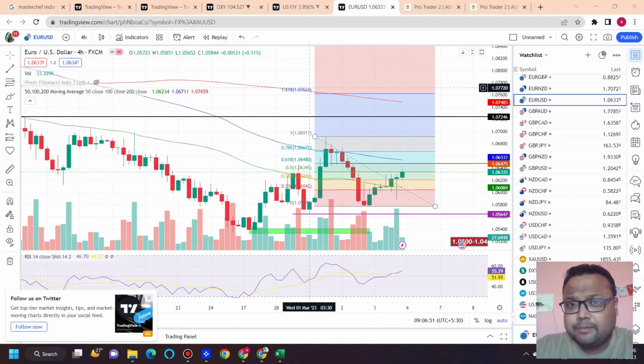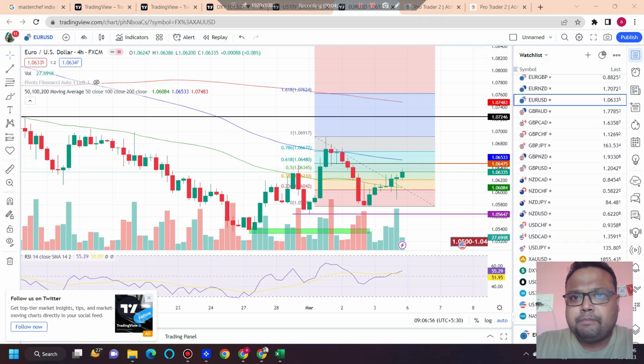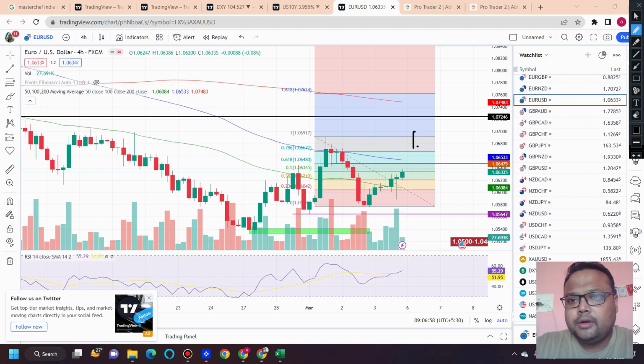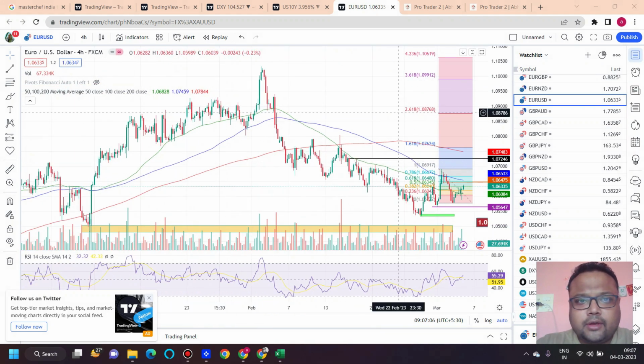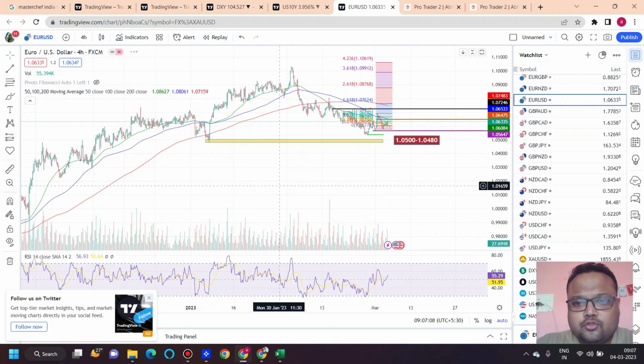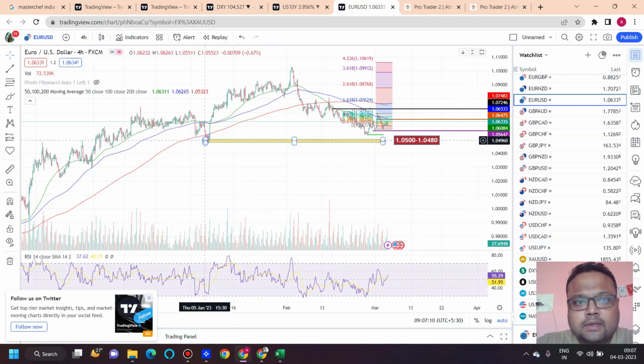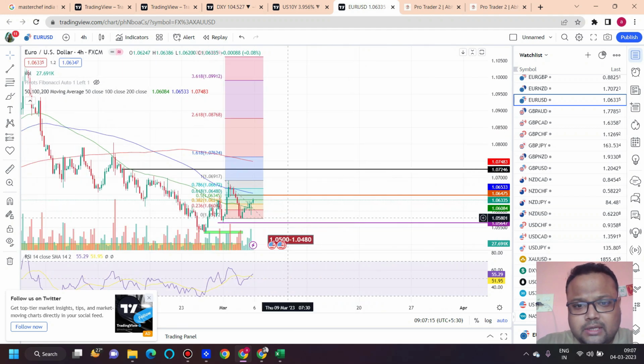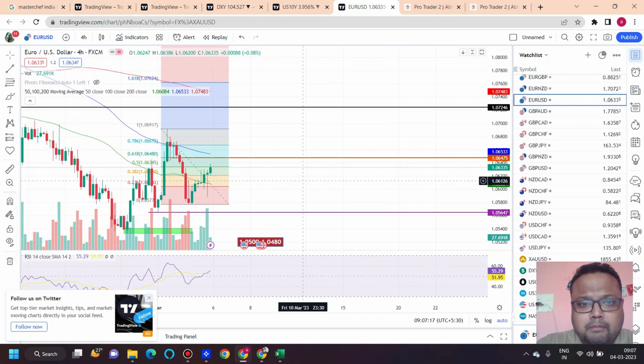And if you're wondering about the support levels, the support levels on the chart of Euro USD are still the same. The best support is around 1.0500 to 1.0480, but the strongest support is far away. If I zoom on the chart, you can see this is the support, and it is quite far away from the current market price. So this level is not important for Monday.